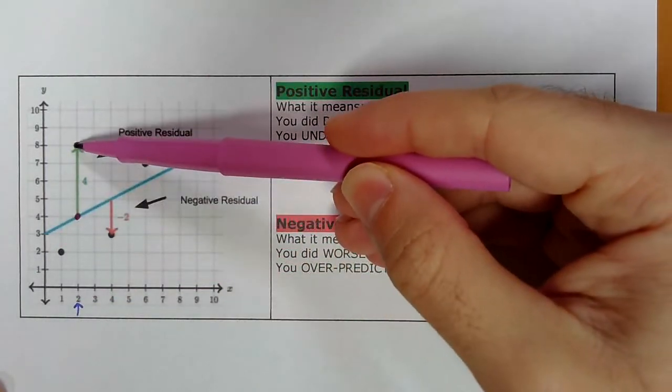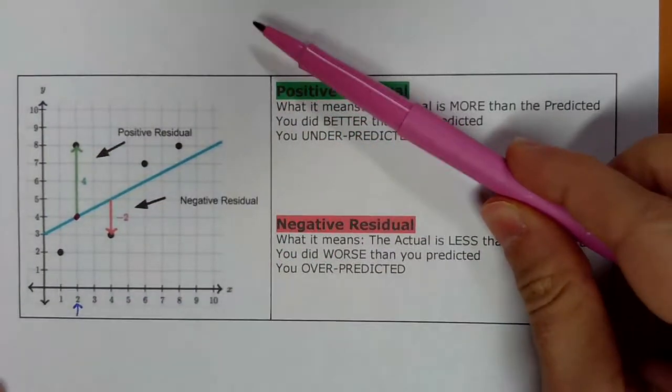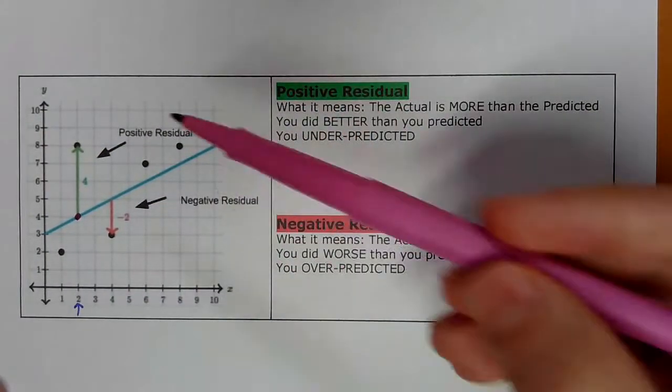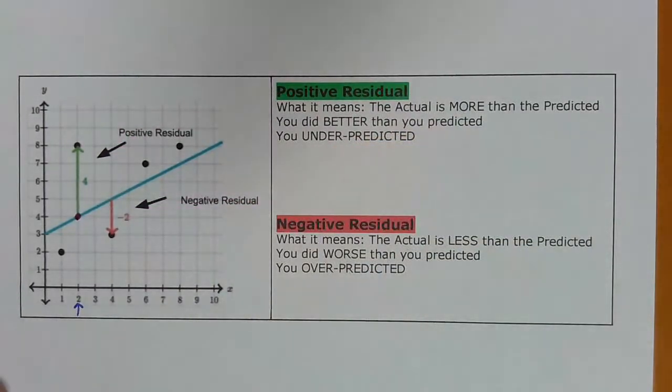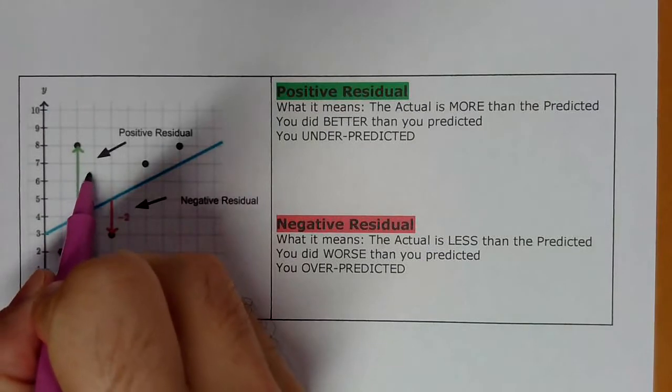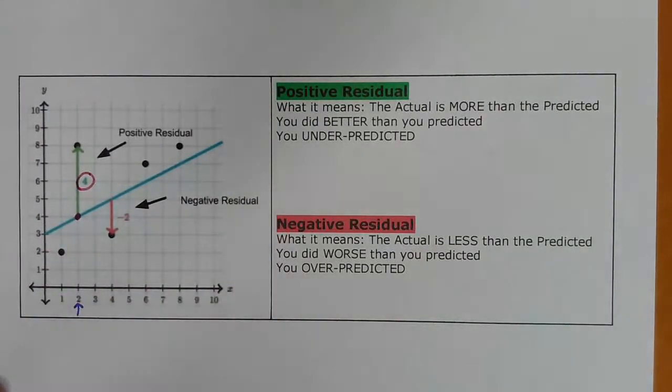The prediction is 4. The actual data point was 8. So when we use our calculation, actual 8 minus predicted 4, we get a positive value of 4, which is why this number is 4. The data point is 4 above the prediction.